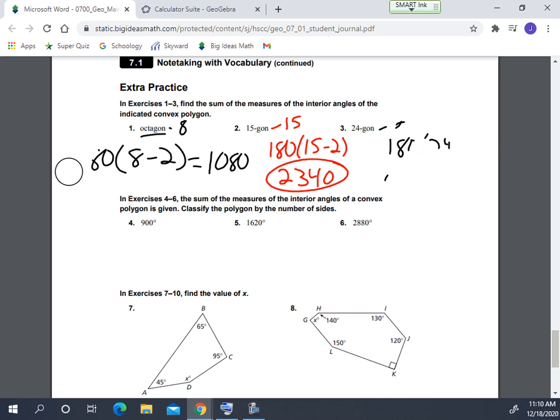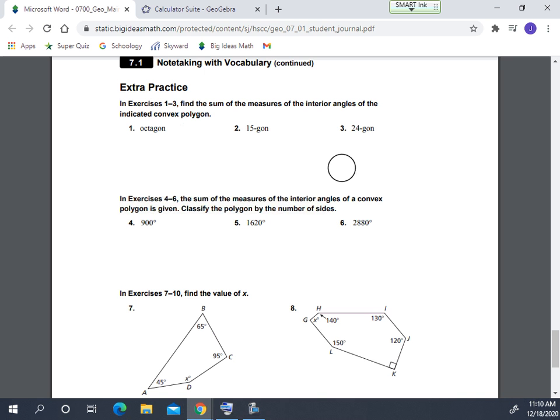Why isn't that working? That's frustrating. The main eraser doesn't work. There we go. Almost done.